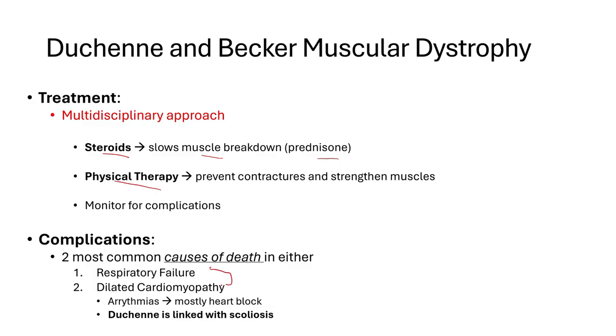Now, because we have the dilated cardiomyopathy, this can also lead to arrhythmias in both Becker as well as Duchenne, and this mostly leads to heart block. Now, please also know that more commonly in Duchenne's than in Becker's, you may also see scoliosis, which is more commonly thought to be linked to younger individuals.